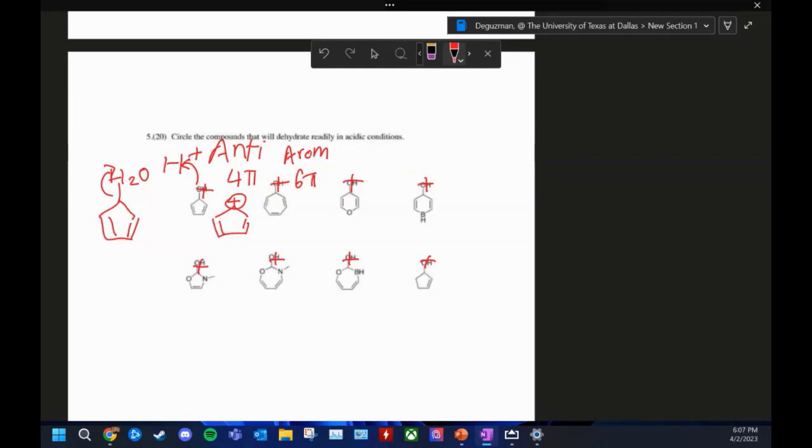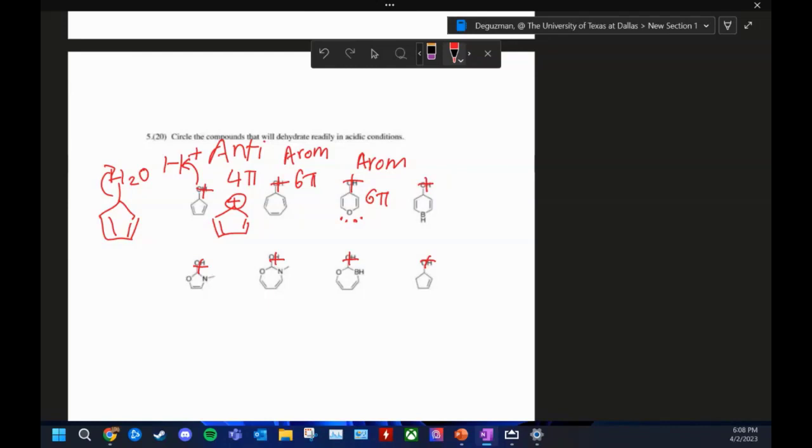What about the next one? We've got some lone pairs on this oxygen, which can make it a little spicy. 6 pi, right? So we count all of the unhybridized p electrons, right? So although this oxygen has 2 sets of lone pairs, we only count one of them, which is going to be in the unhybridized p orbital. So that's aromatic. What about the next one?